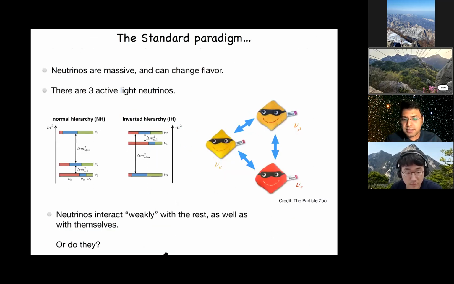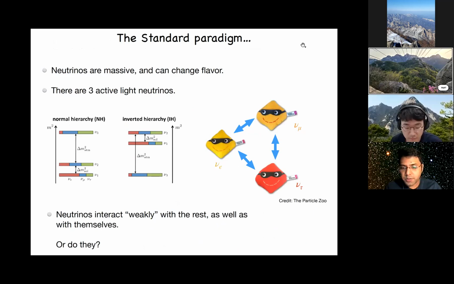So let's start with a lightning quick introduction of what we know about the standard model. We know that the standard model predicts neutrinos, but the standard model does not really end up giving masses to neutrinos. So within the standard model, the neutrinos are massless.